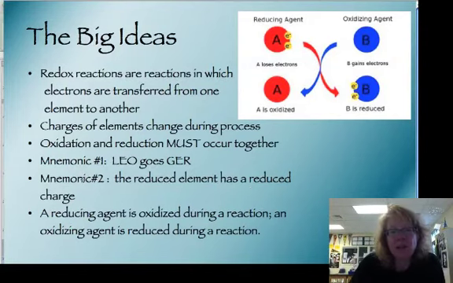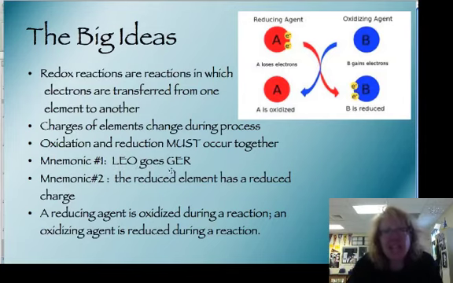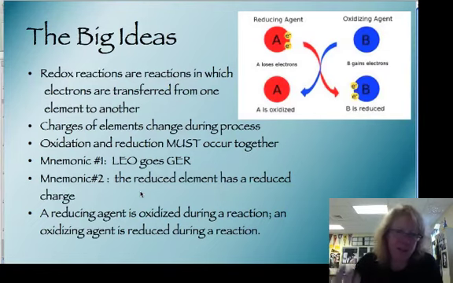There are two mnemonics. The word mnemonic simply means little memory devices. Mnemonic number one is LEO goes GER. Loss of electrons is oxidation, and gain of electrons is reduction. The second one is how I identify it: the reduced element is the one that has a reduced charge. If it goes from 0 to 2 minus, that's reduction. If it goes from 4 plus to 2 plus, that's still a reduction. And then I just know the other one has to be the one that's oxidized.